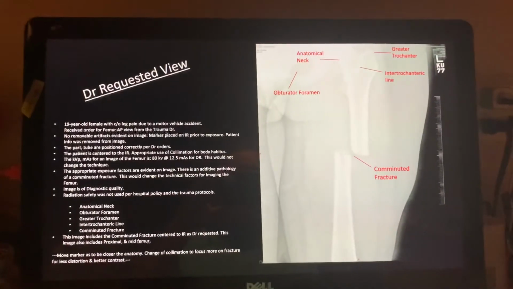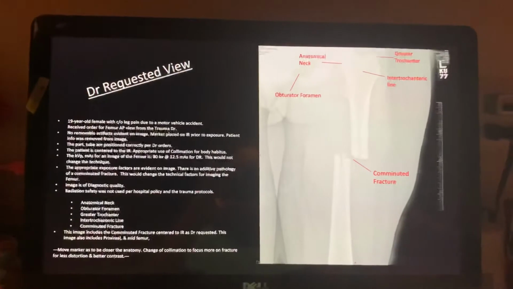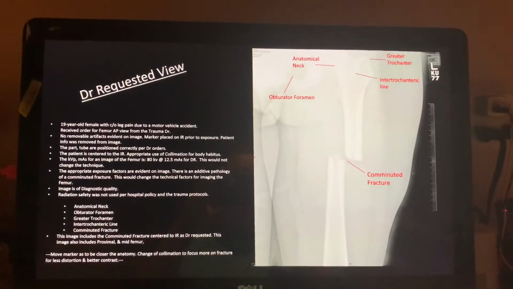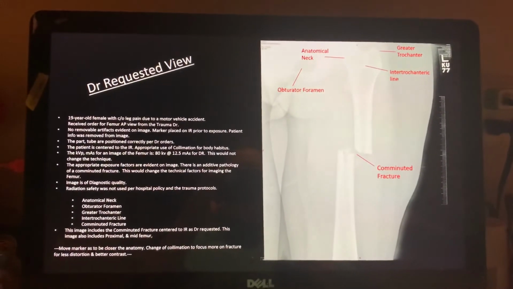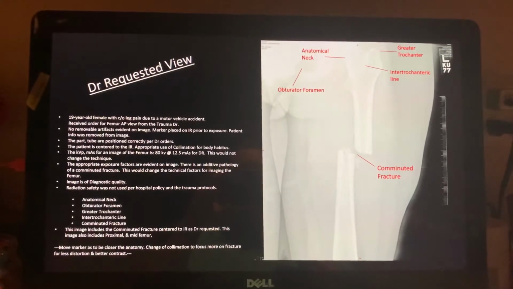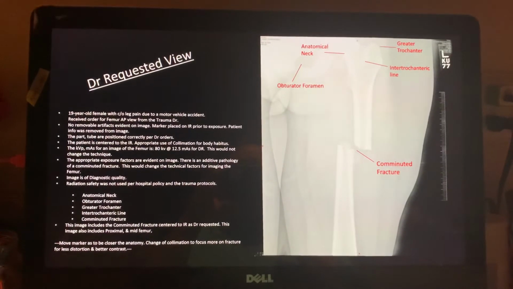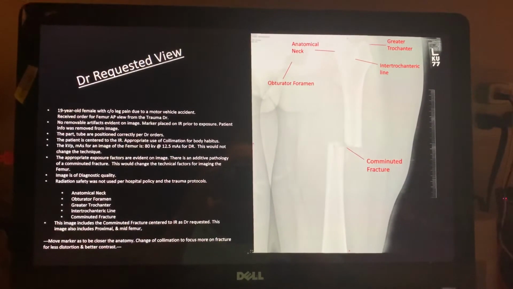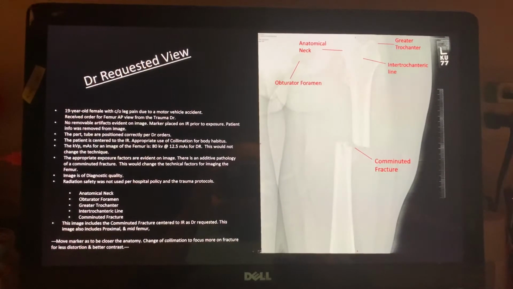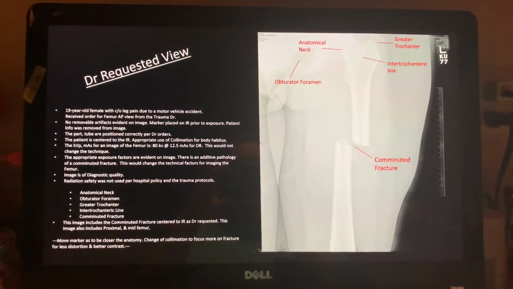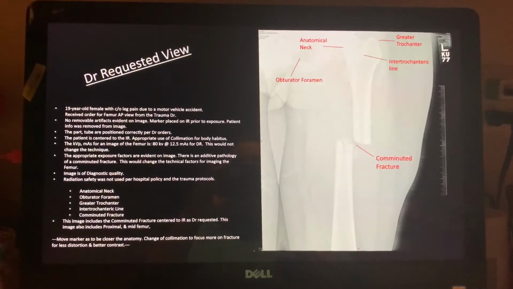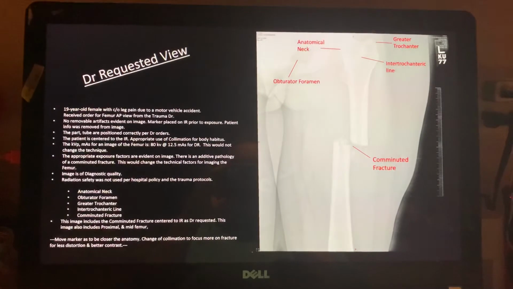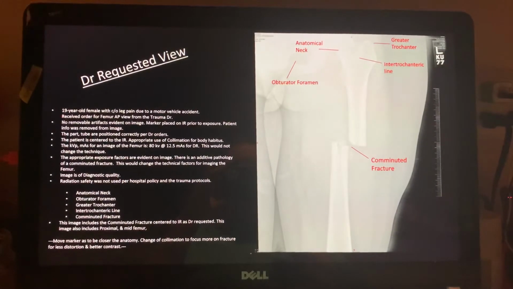The second view is a specialty view in the trauma bay requested by the doctor. Again, this is a 19-year-old female brought into Central Florida Regional by EMS with complaints of leg pain due to a motor vehicle accident. We received the order for the femur AP view from the trauma doctor. After viewing the view, she requested a specialty view of the fracture.